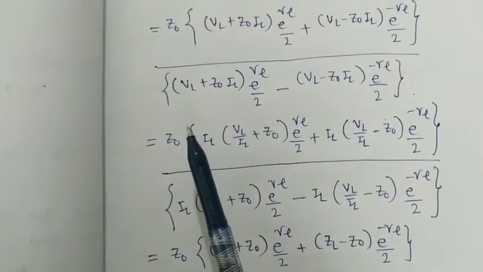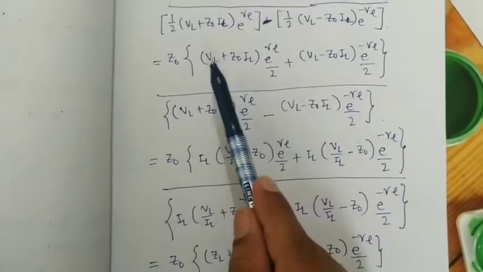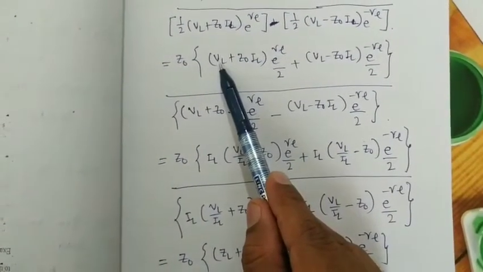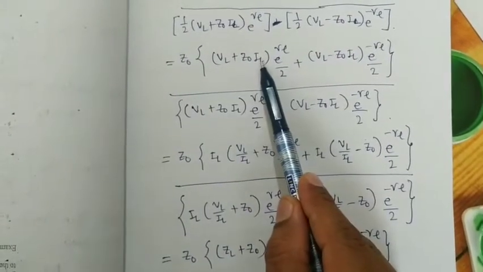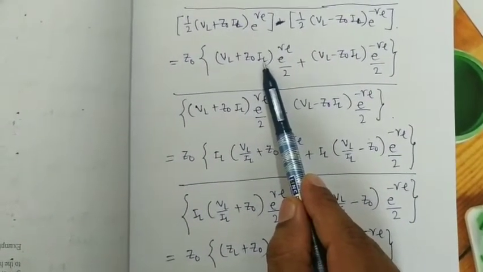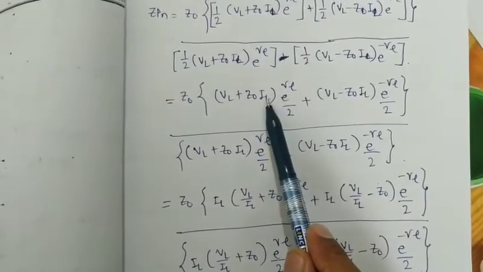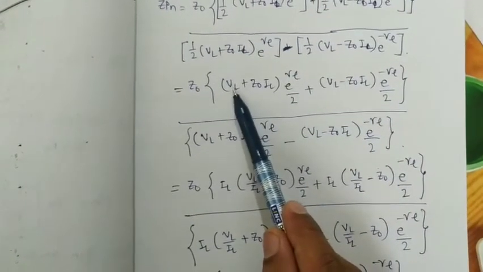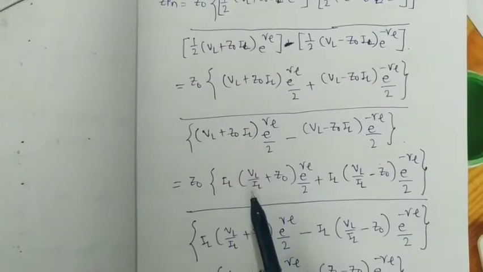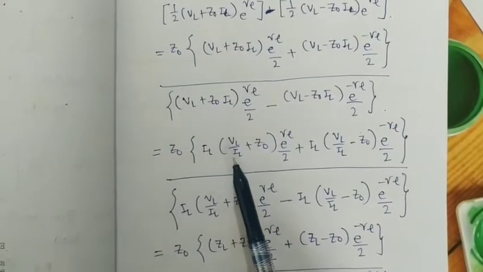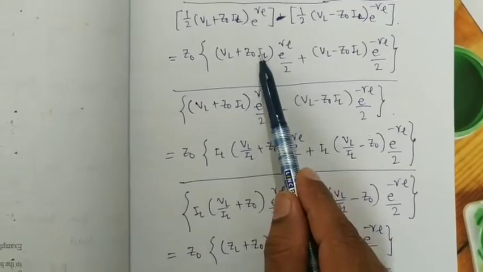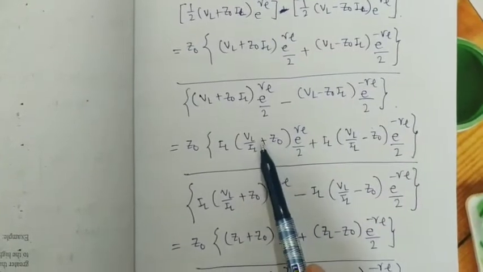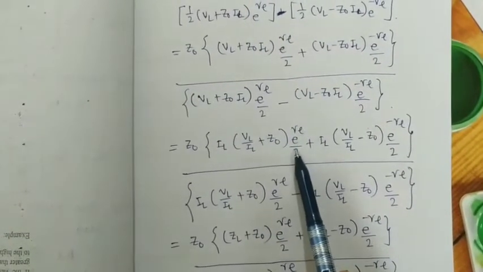Now in these steps, here you can see that there is a load voltage VL, and here there is a current IL. I have taken this current IL outside, so that we will get this expression in terms of the load impedance. So for obtaining the equation in terms of the load impedance, I have taken out this IL. You can see that now this expression becomes VL by IL plus Z0 e raised to gamma L divided by 2.